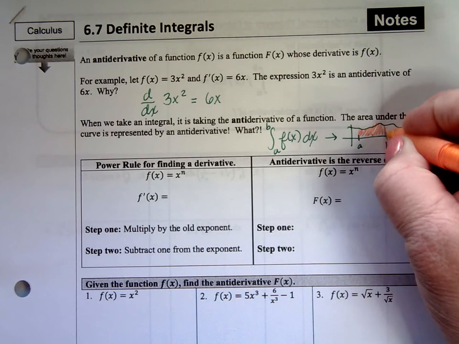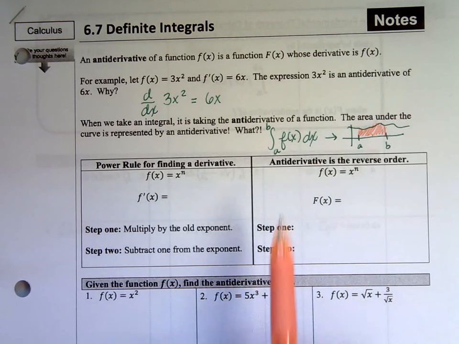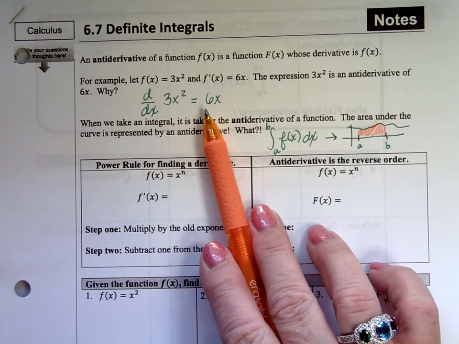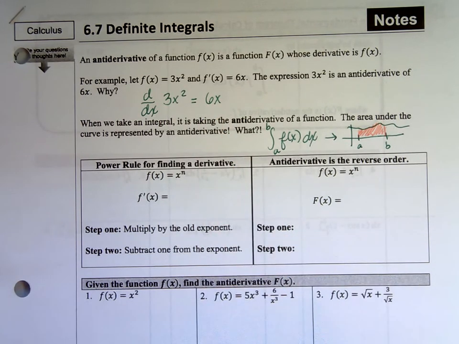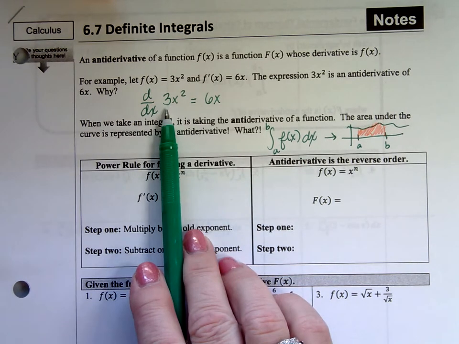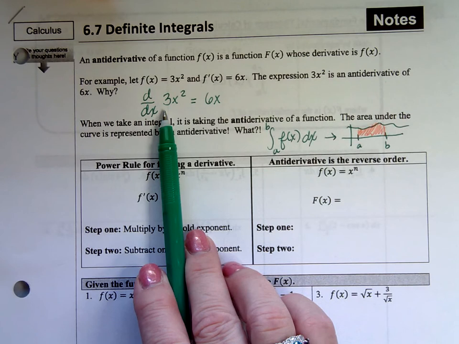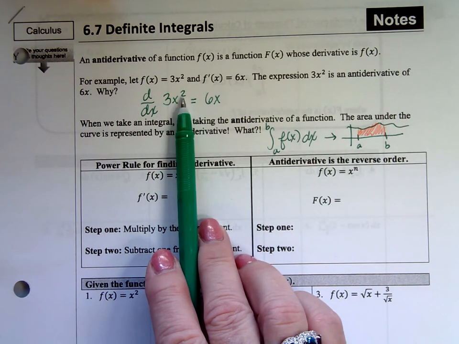Well, it's the same thing as finding the antiderivative for the function, and you're going to see that as we go through the examples today. So, how did you get this derivative from 3x squared? The power comes down in front, you multiply, and you take one less power. That's how we get the power rule for this thing.